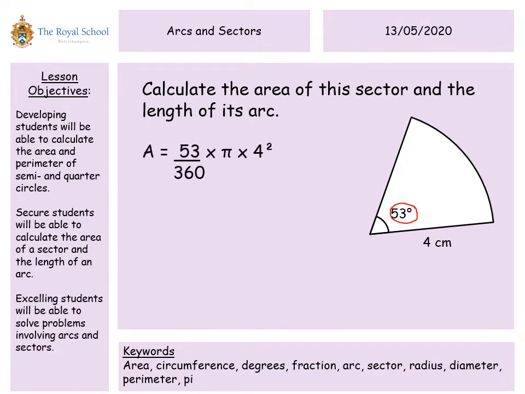So 53 360ths times by pi times by the radius squared. We could have had a line underneath all of this and made it as one big fraction if we wished, which was how we did this last lesson, but both methods are absolutely fine here. And then run that through in your calculator. And we should have 7.40 centimetres squared. So obviously it looks like it's rounded to 2 decimal places or 3 significant figures.